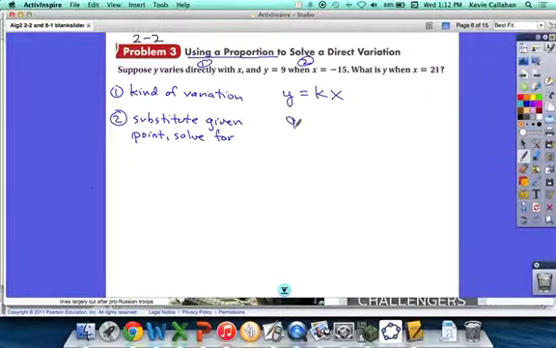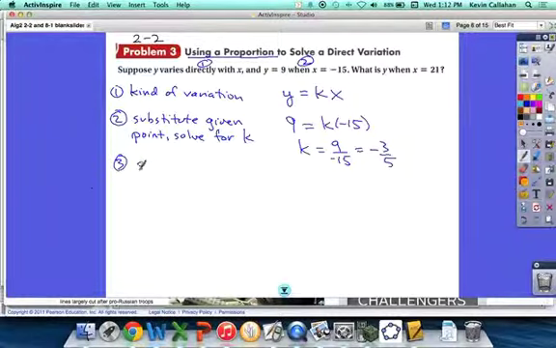9 equals k times negative 15. And so we should solve for k. Divide both sides by negative 15. You get k equals 9 over negative 15, which is negative 3/5. Okay. So once you know that, we're going to substitute that.